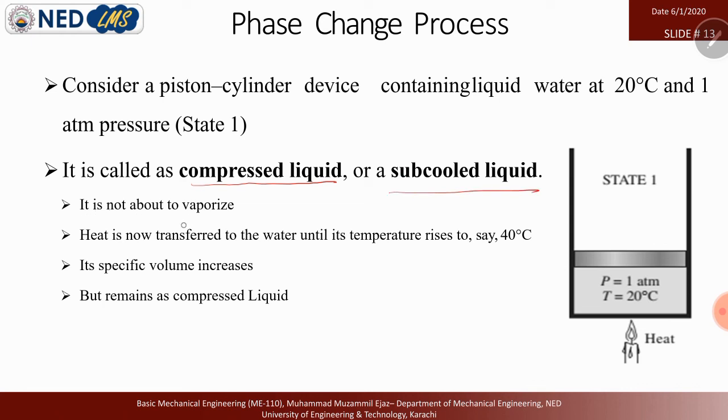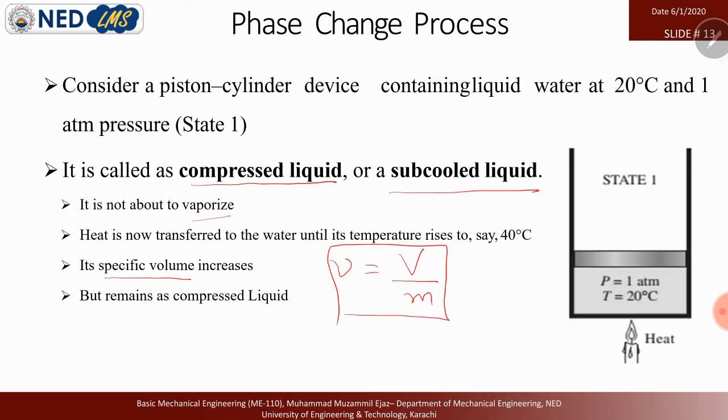It is not about to vaporize. It will definitely not become steam at 20. Heat is now transferred to the water until its temperature rises to, say, 40 degrees centigrade. Its specific volume increases but it remains a compressed liquid. And again the terminology used is specific volume. So what is specific volume? It is simply the volume divided by mass.